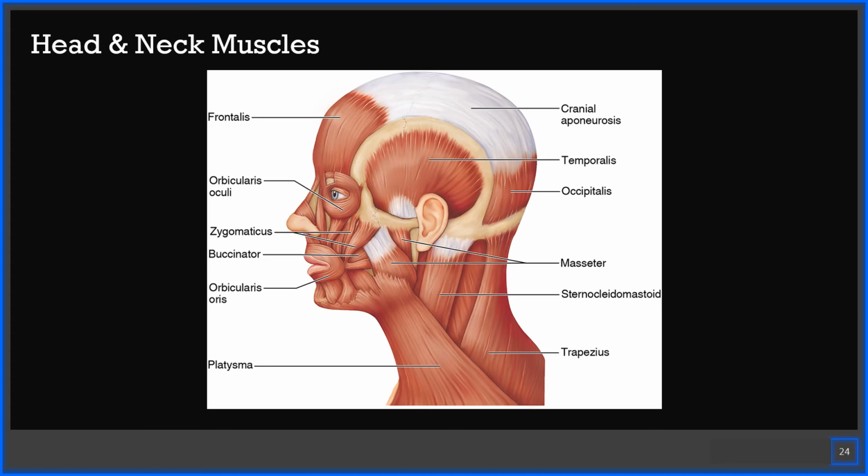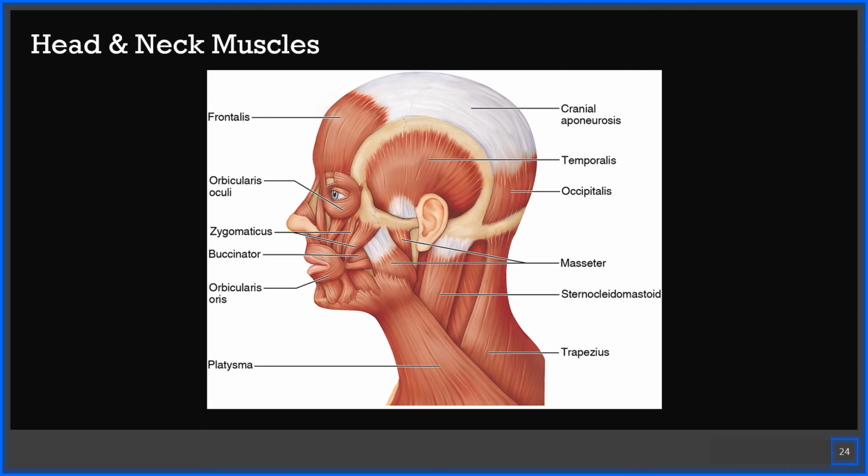It's a fan-shaped muscle overlying the temporal bone. It inserts into the mandible and acts as a synergist to the masseter in closing the jaw. Then we have the neck muscles. The platysma is a single sheet-like muscle that covers the anterolateral neck. So you can see here in this image, it's the bottom left larger muscle there.